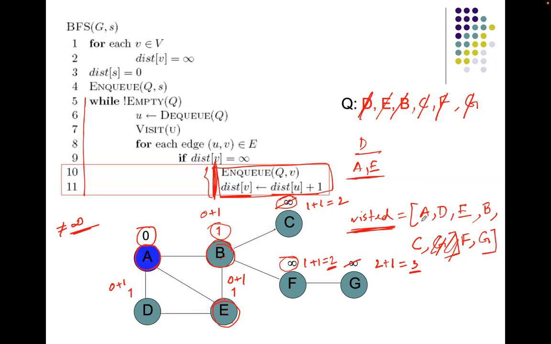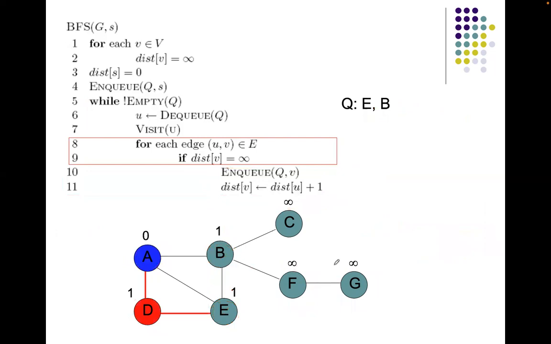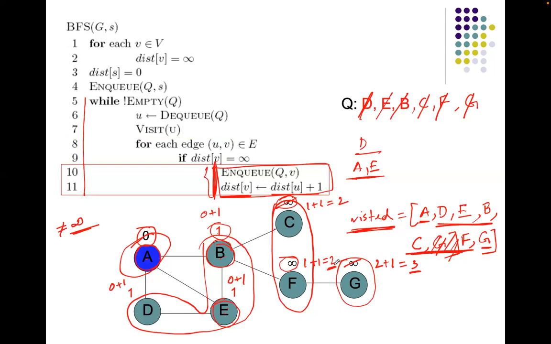All right, so you can see that first we visited A, the level 0, then A has immediate neighbors B, E, and D. So we explored D, E, and B. Then starting from B, the next level we had C and F. So we visited C and F, and then G. That's how in the graph BFS traversal also, we are visiting them level by level.